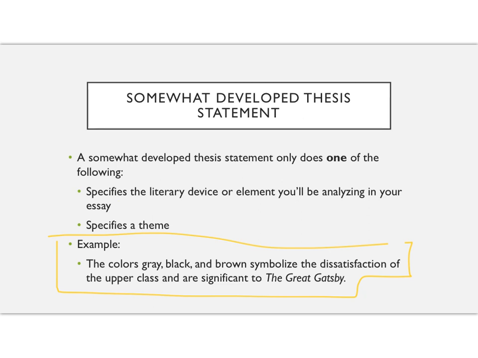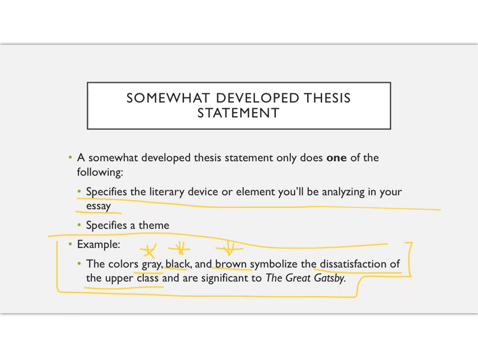So one of the reasons why this is a developed thesis statement to some extent is that it specifies the literary device or element the student is going to be analyzing in his or her essay. So again, the prompt already says that colors are important to The Great Gatsby, but this student specifies which colors he or she is going to be looking at, right? This student is arguing the colors gray, black, and brown have symbolic significance in The Great Gatsby. So that's great.